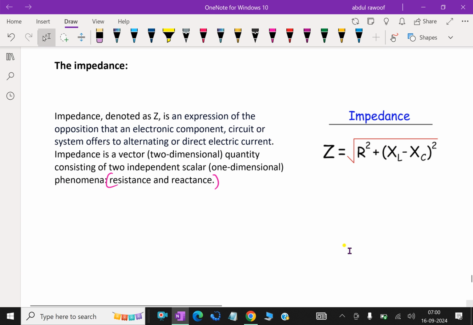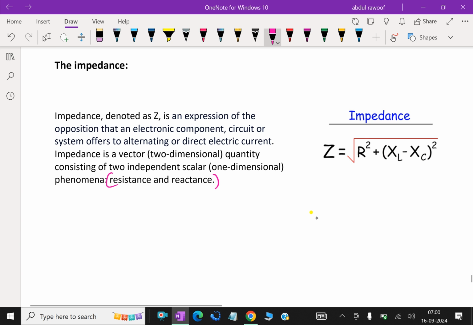Here the impedance formula is Z equal to the square root of R square plus (XL minus XC) whole square, where XL is the inductive reactance, XC is the capacitive reactance, and R is the pure resistance. This is the impedance formula.